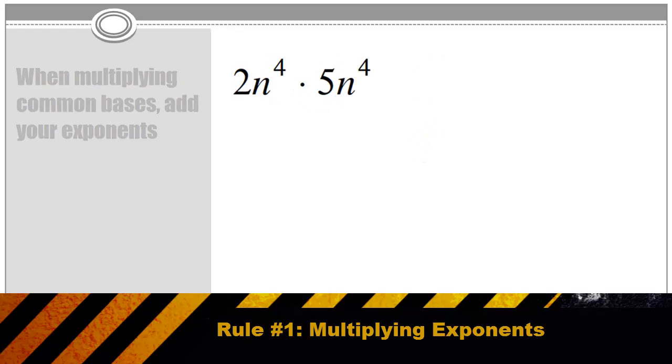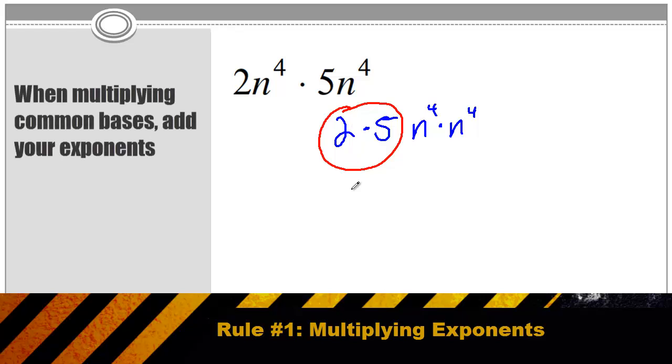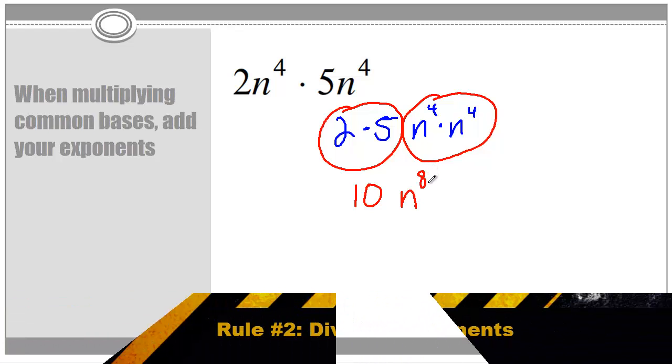One of the rules of multiplication is that it doesn't matter the order you multiply two numbers. So I could rewrite this problem as 2 times 5 times n to the 4th times n to the 4th. My 2 and my 5, well, I just follow the normal rules of multiplication, and that becomes 10. On my n to the 4th times n to the 4th, now I have common bases, so I'm going to add my exponents. So my final answer is 10 times n to the 8th.